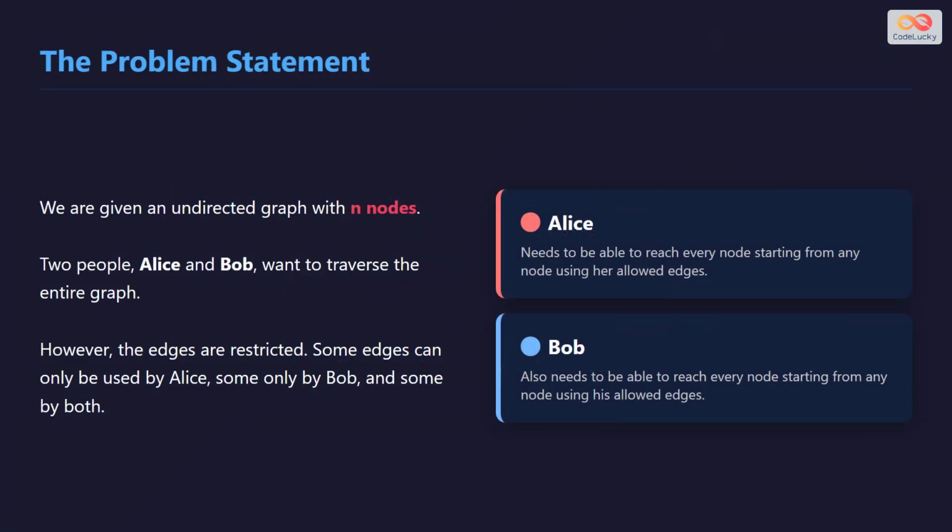Here is the scenario. We have a graph with n nodes and two travelers, Alice and Bob. They both need to be able to travel between any two nodes in the graph. However, the edges available to them are restricted. Some edges are exclusive to Alice, some are exclusive to Bob, and some can be used by both.